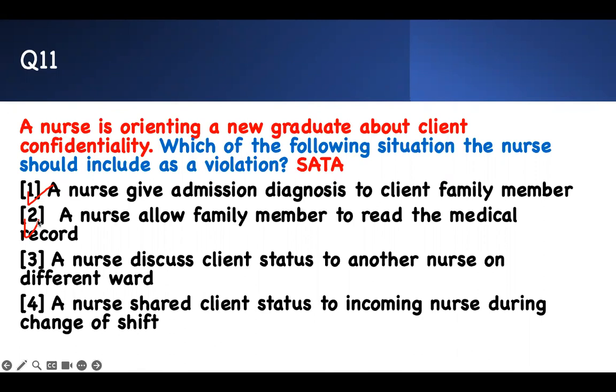A nurse discusses client status with another nurse on a different ward. Bad. A nurse shares client status with the incoming nurse during change of shift. Yeah, if I'm taking care of the client now, I'm coming in, you can share that information with me. So that's good. So 1, 2, 3 are violations.